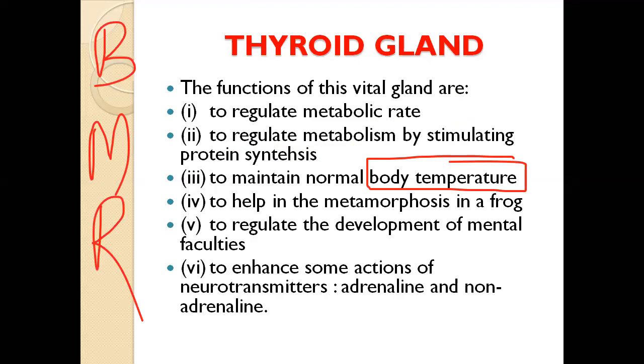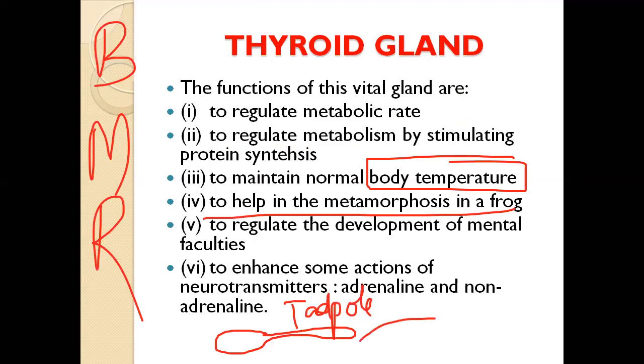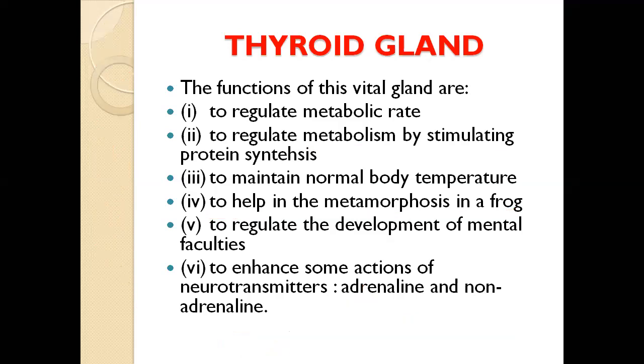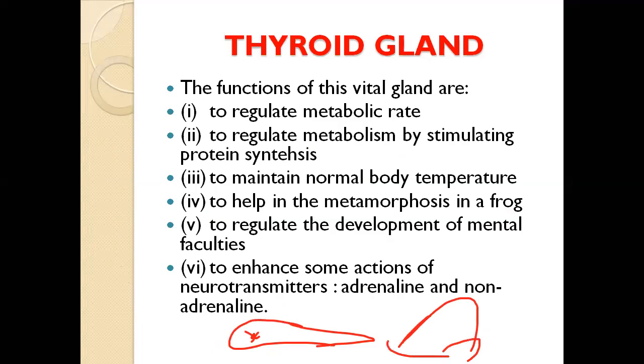When it comes to the frog, you may know that the frog has a larval form called the tadpole larva. For the tadpole larva to become a frog, what is required? Thyroxine hormone is required. In the frog, if we remove the thyroid gland in the tadpole larva experimentally, it never becomes an adult. It cannot become an adult frog. So that means thyroxine is very important in the metamorphosis of the larval form into the adult frog.